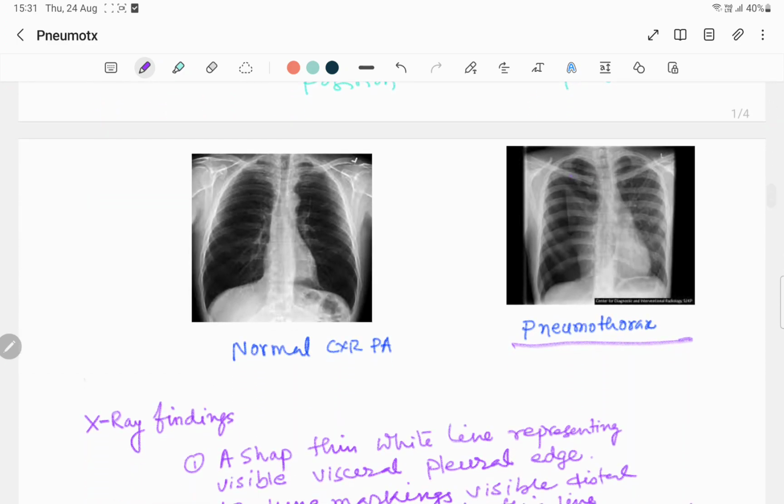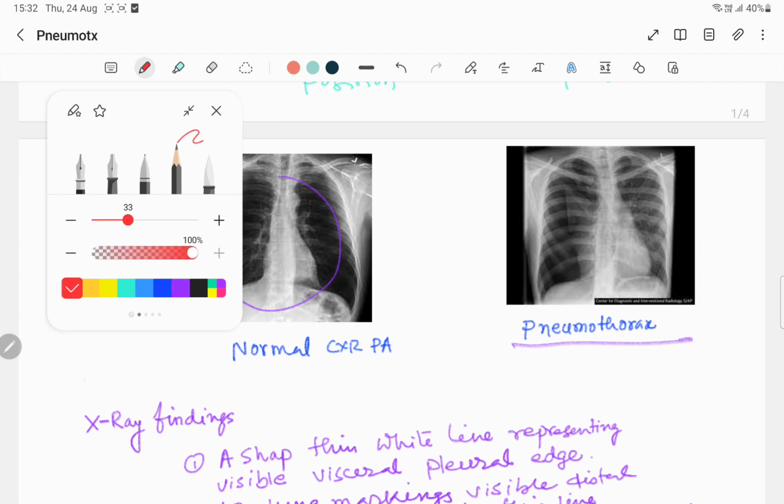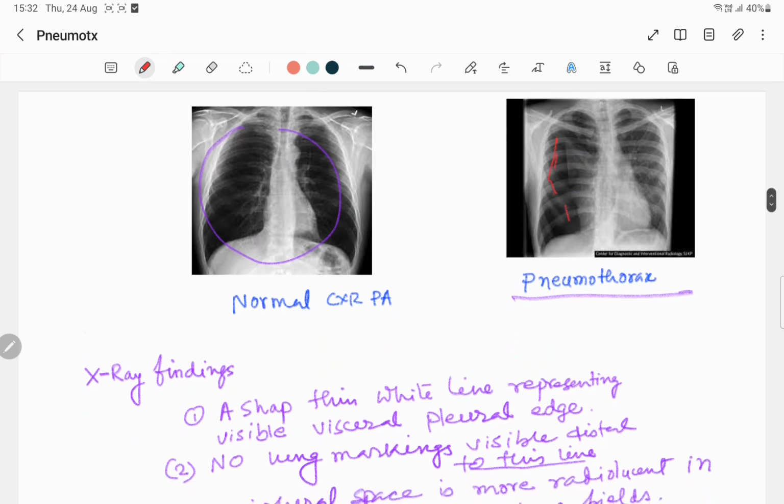Now look at these two X-ray films. In this image, this is absolutely normal chest X-ray. But here, what can you see? You can see a thin, white, dense line, and you can see lung fields here. But lateral to this thin line, can you see any lung parenchyma? On the left side you can see lung parenchyma. What is in this area? In this area air has accumulated. So this is a case of pneumothorax.